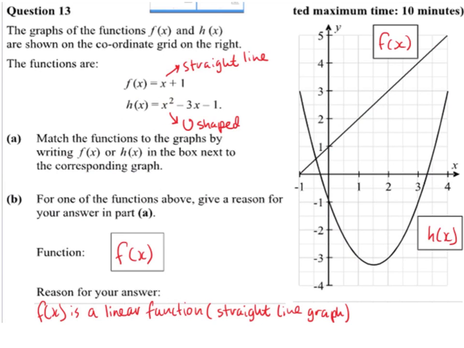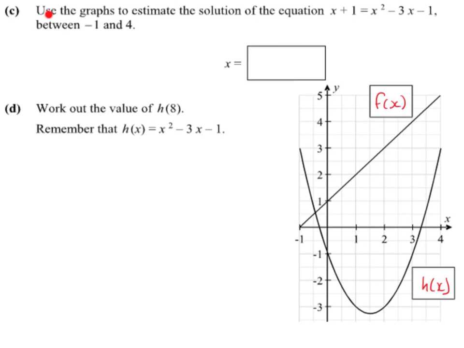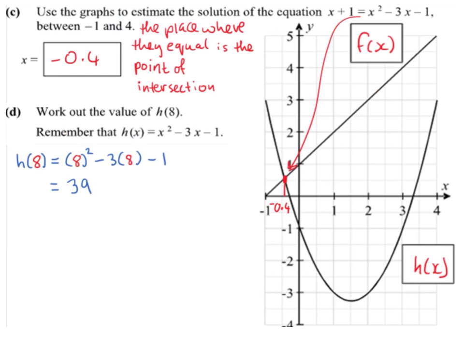Either answer is fine. Part C, use the graphs to estimate the solution of the equation x plus 1 equals x squared minus 3x minus 1 between minus 1 and 4. And part D, work out the value of h of 8. Remember that h of x equals x squared minus 3x minus 1.